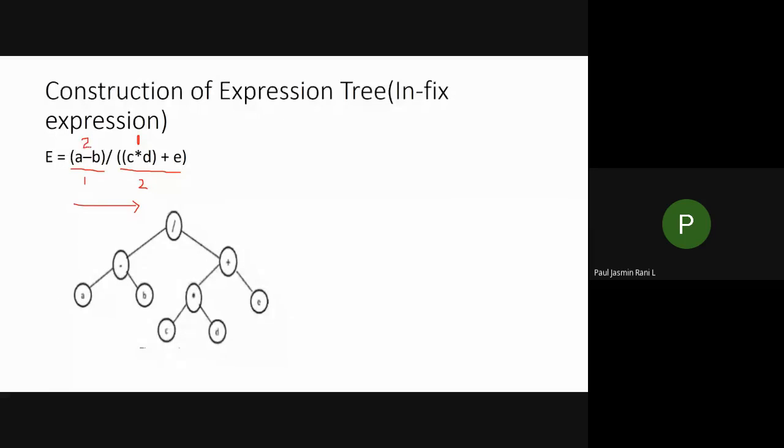So the second priority will be given to your minus, the third priority will be given to your plus, and at last only you are going to execute this slash. Am I correct? So the division operator is executed at the end only. So first I'm going to execute the star operator, second the minus operator, third the plus operator, and fourth the slash operator. So can you follow this one?